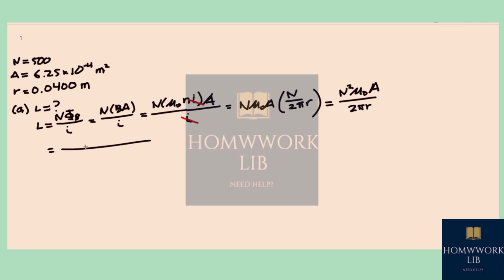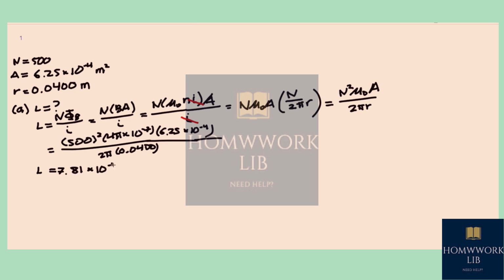So let's start a second line. We have N is 500. Mu naught is 4 pi times 10 to the minus 7. Area 2 pi, and then toroidal radius. Plug all those in and then get a self-inductance of 7.81 times 10 to the minus 4th henries.